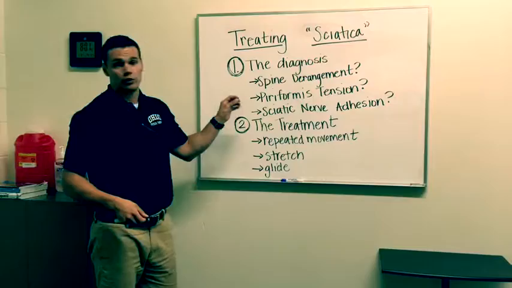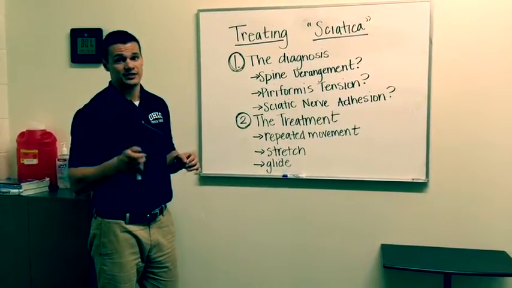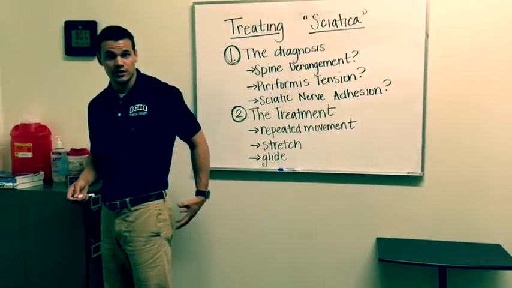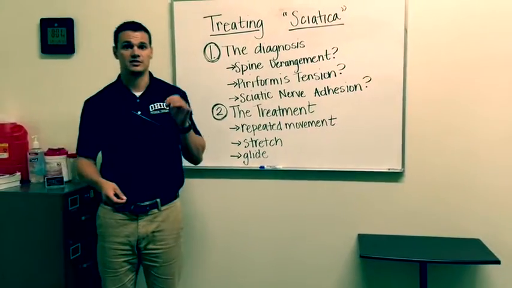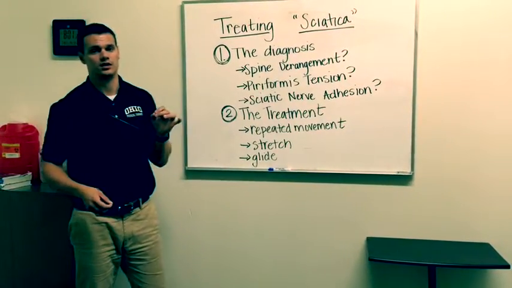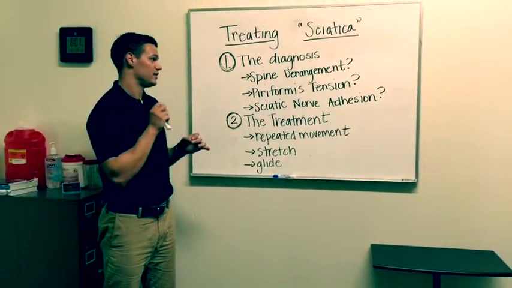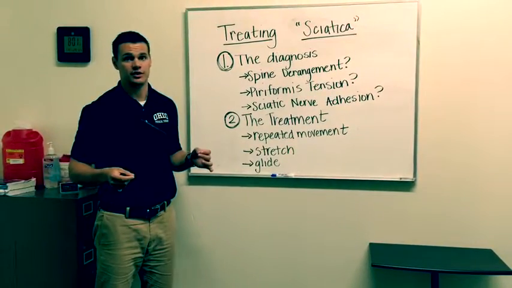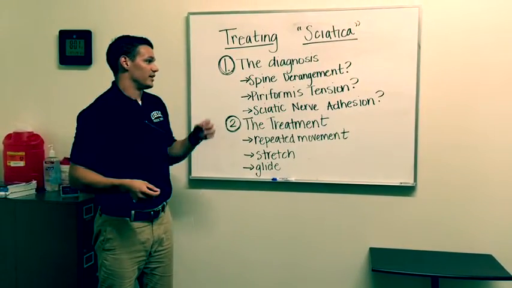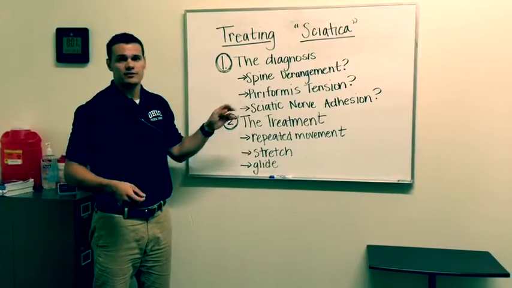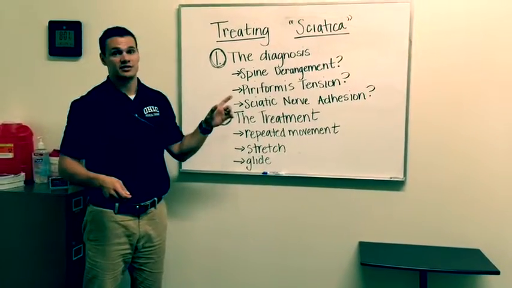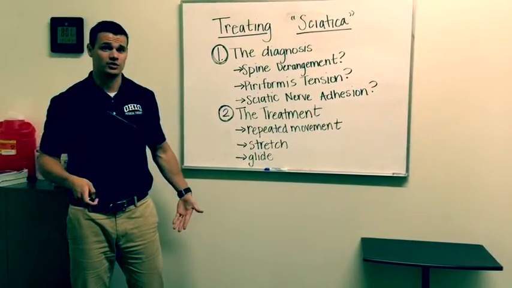Number two is piriformis tension, where the sciatic nerve exits in the glute area, in the deep glute area. It exits in the same frame, the same exit area as the piriformis, which is a muscle that works the hips. And a lot of times, if the piriformis is tight, if the piriformis is irritated, it'll irritate the sciatic nerve and send nerve pain going down your leg.